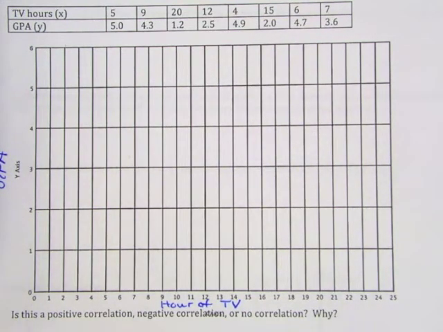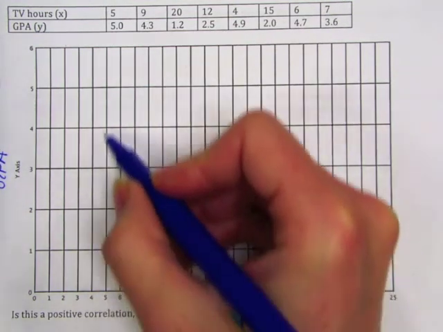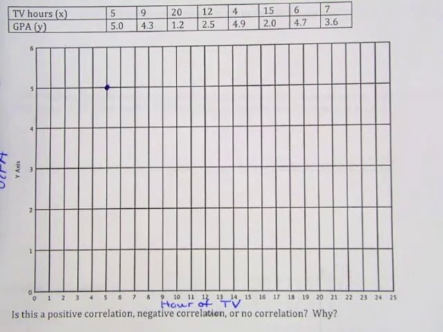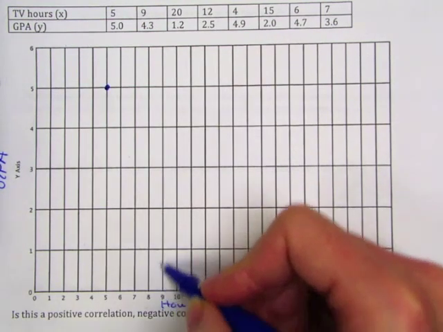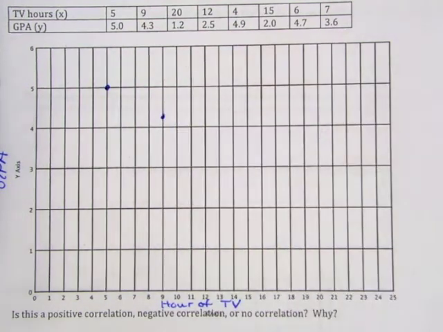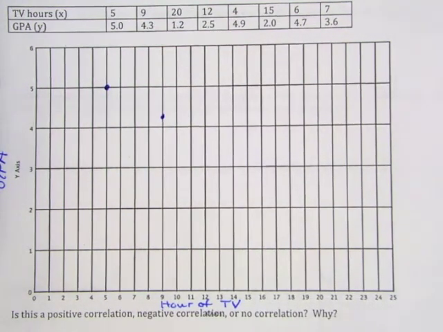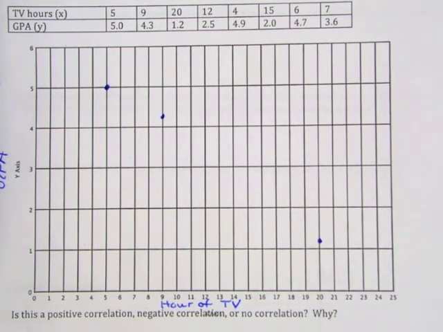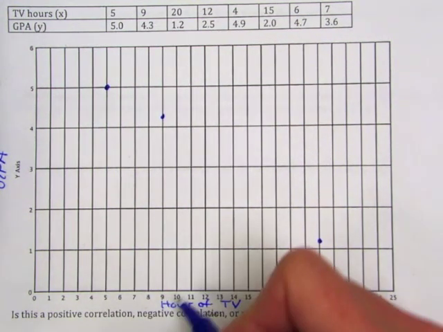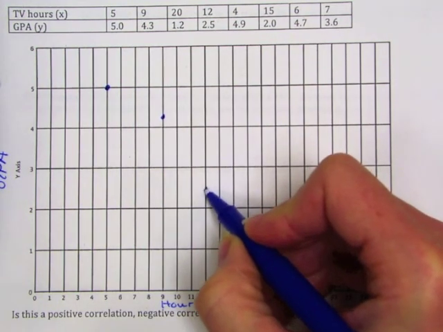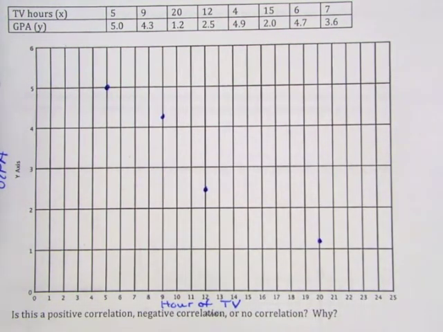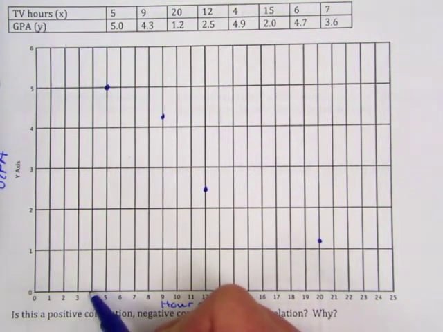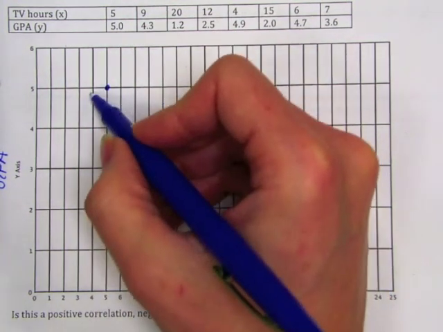Now we're going to plot these points. For 5 hours of TV, we have someone with a GPA of 5. With 9 hours of TV, we have someone with a GPA of 4.3. Then here we have someone who watches 20 hours of TV in a week, and their GPA is down at 1.2, so here's 20. We're going to plot 1.2. Then we have someone who watches an average of 12 hours of TV each week, and their GPA is up at 2.5. We have our next person who watches only 4 hours of television, and their GPA is up at 4.9.